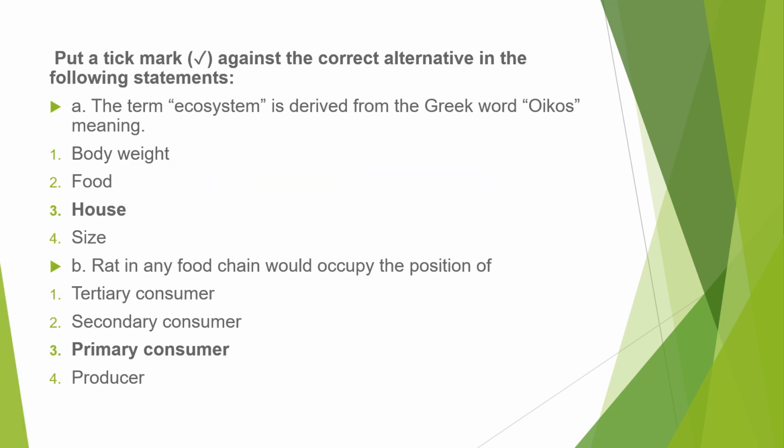So first we are starting with put a tick mark against the correct alternative. The term ecosystem is derived from the Greek word oikos, which means body weight, food, house or size. So this term means house. You are supposed to tick the correct answer. So the correct answer is house.